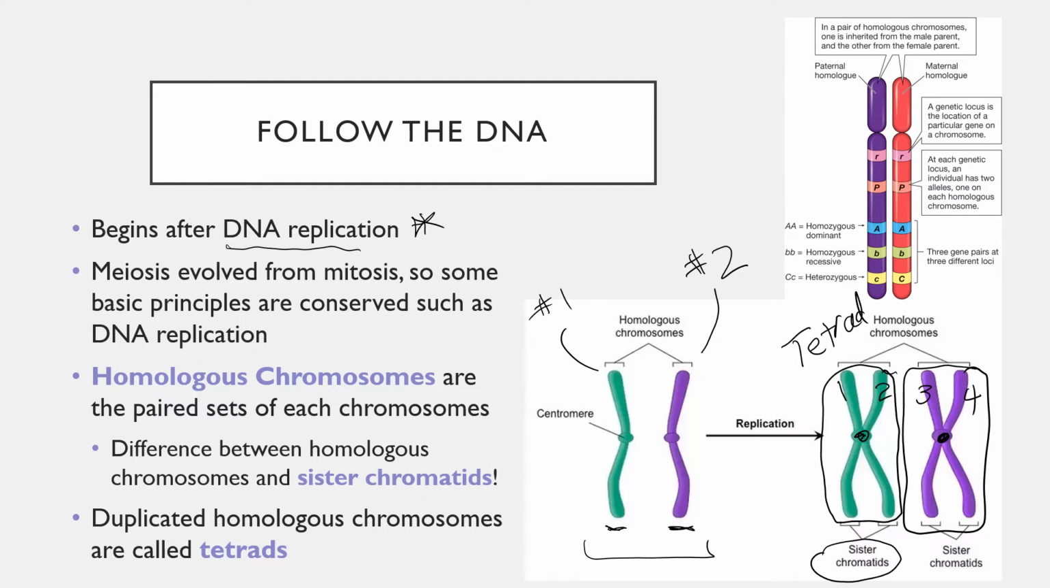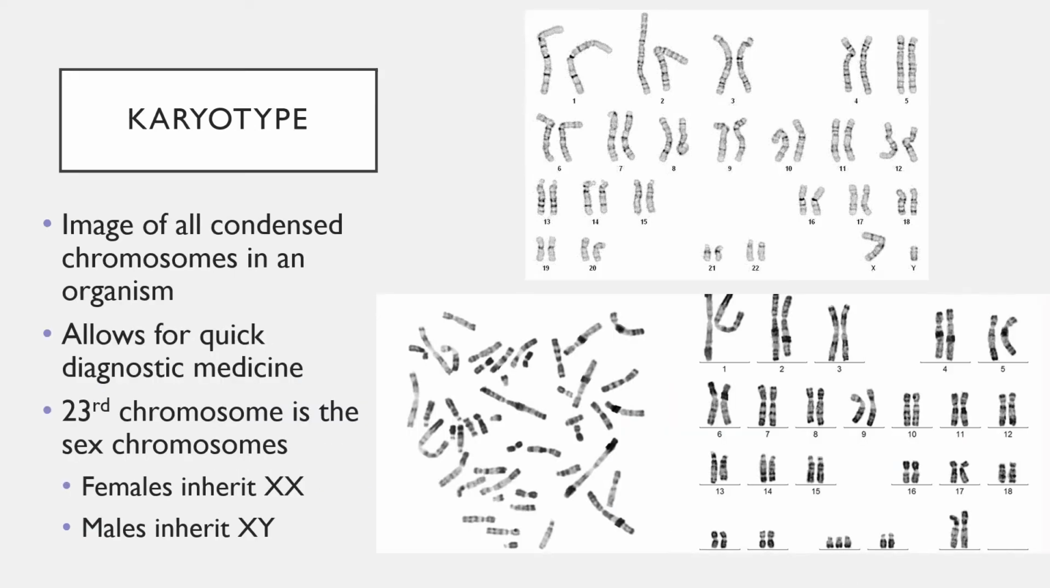The goal of the first part of meiosis is going to be to separate these tetrads. Then the goal of the second part of meiosis is going to be to separate the sister chromatids into their own cells. So we have a really interesting diagnostic tool at our disposal called a karyotype.